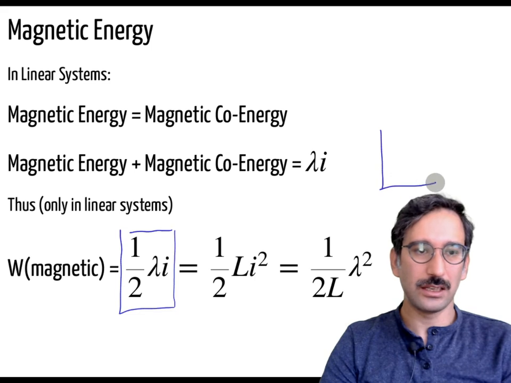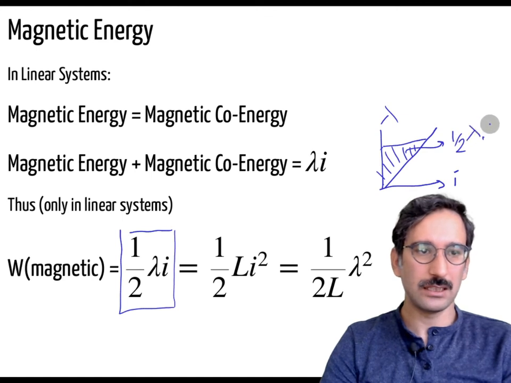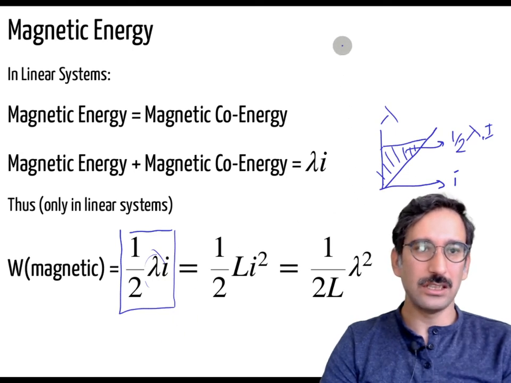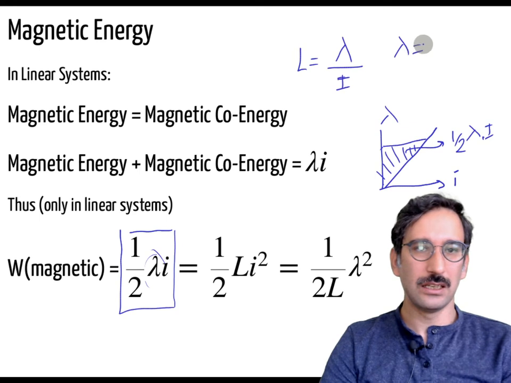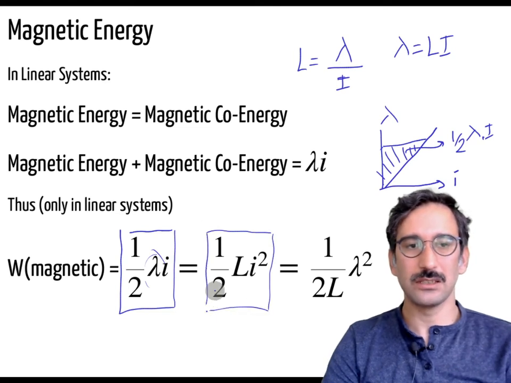Let me write it here again. So it is current, this is flux linkage. So that area is 1 over 2 flux linkage times current. And again, I know by definition the inductance is equal to flux linkage created per ampere. So instead of flux linkage, you can write L times I, and once you put that in, that is the equation that you know very well.